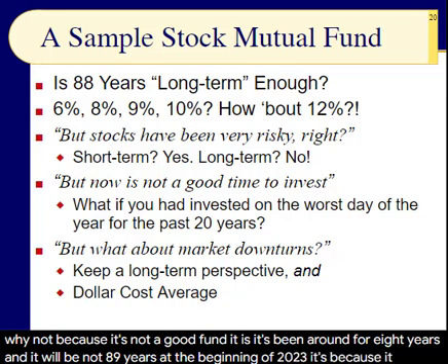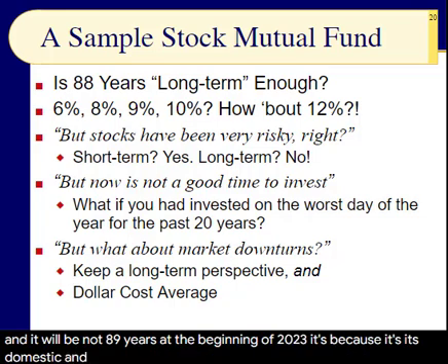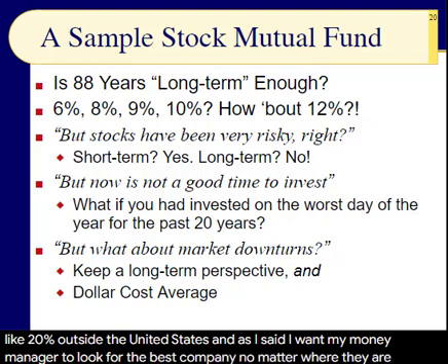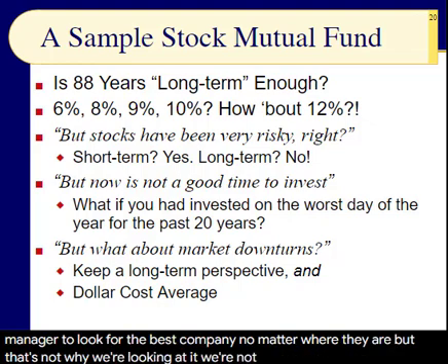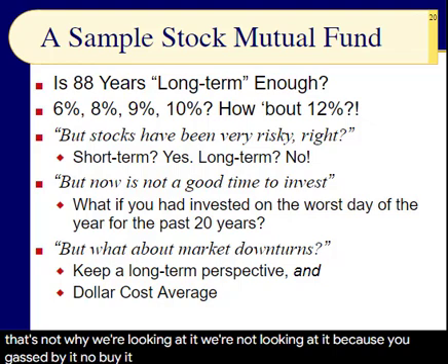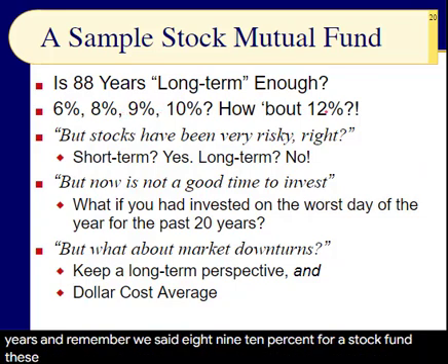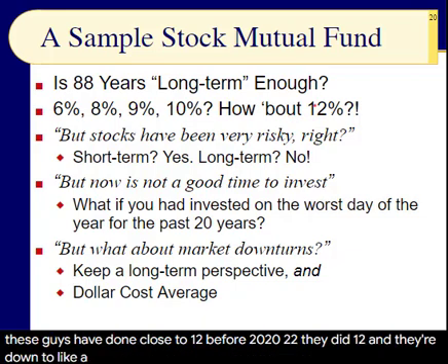It's because it's domestic. And that means it kind of swims in the United States. They can invest outside the United States, but not a whole lot, like 20%. And as I said, I want my money manager to look for the best company no matter where they are. But that's not why we're looking at it. We're not looking at it because yes, buy it, no, buy it. We're looking at it because it's been around for 88 years. And remember we said 8, 9, 10% for a stock fund? These guys have done close to 12. And before 2022, they did 12. And they're down to like 11.8 or something like that.